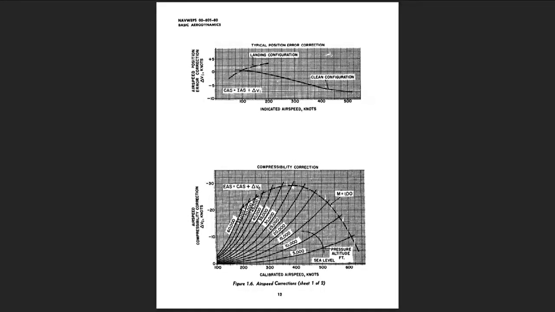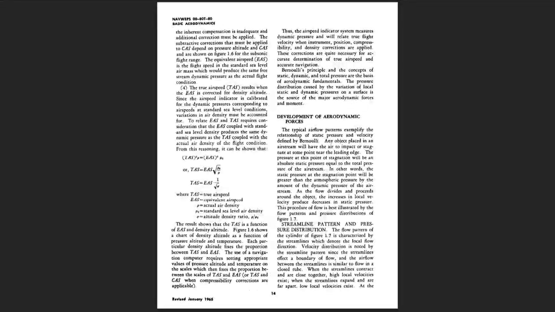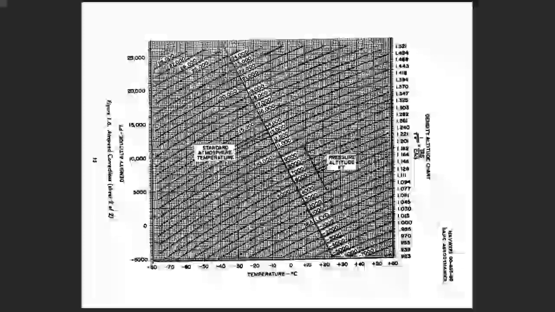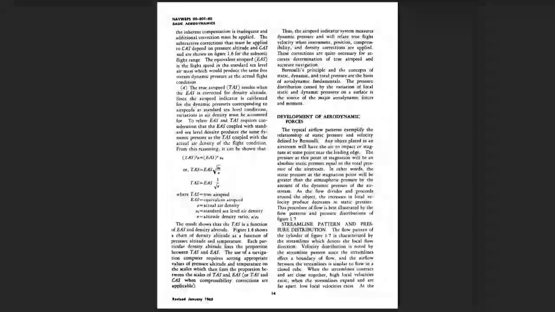However, when the aircraft is operating above standard sea level altitude, the inherent compensation is inadequate and additional correction must be applied. The subtractive corrections that must be applied to calibrated airspeed depend on pressure altitude and calibrated airspeed, and are shown on figure 1.6 for the subsonic flight range. The equivalent airspeed, EAS, is the flight speed in the standard sea level air mass which would produce the same free stream dynamic pressure as the actual flight condition.